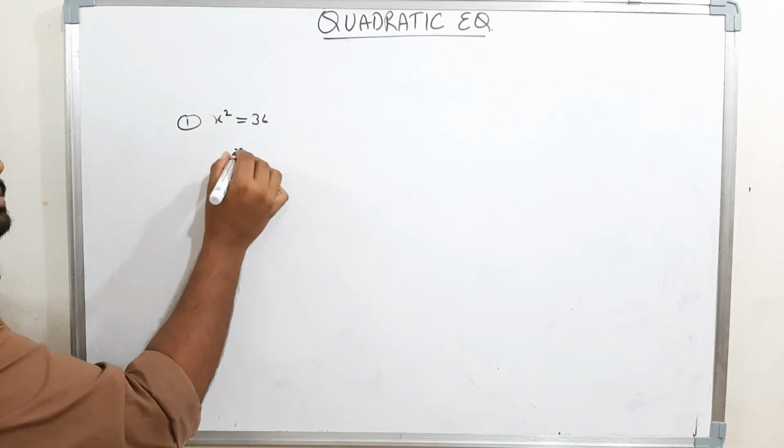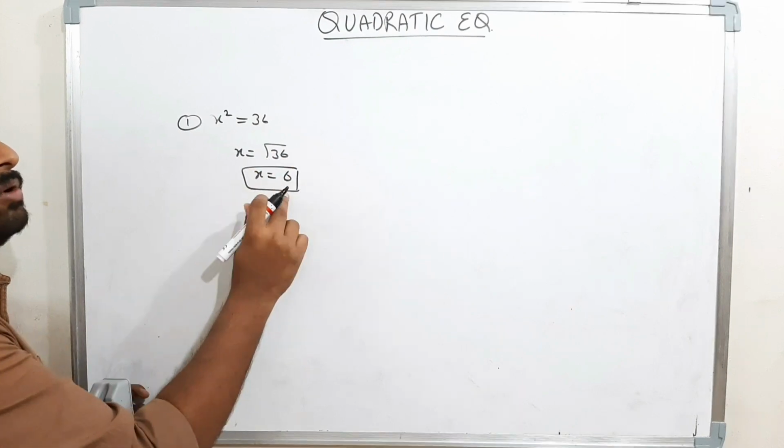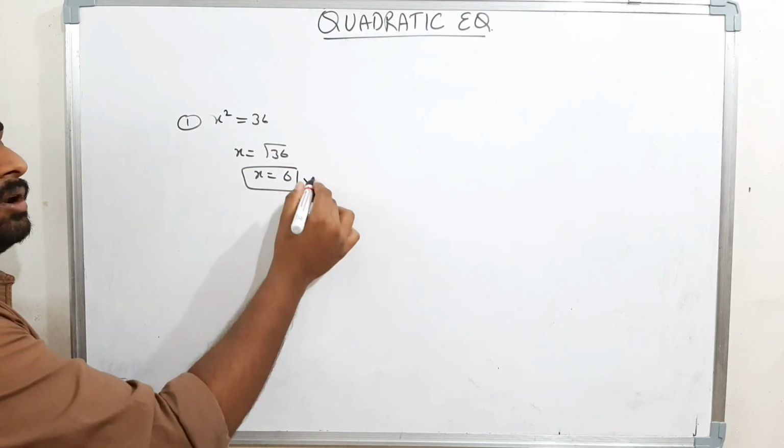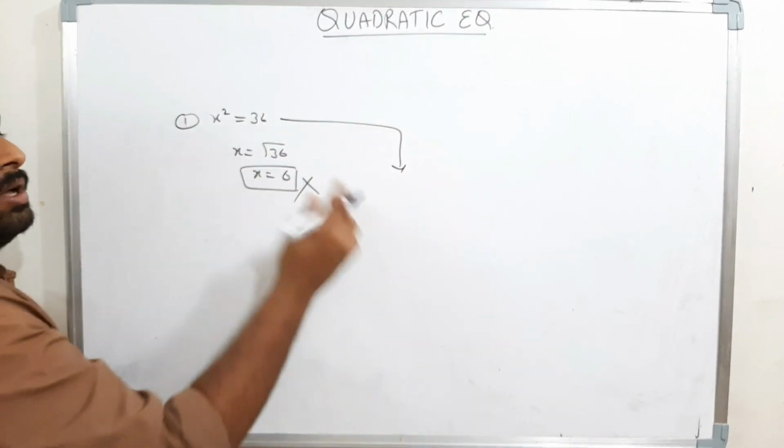Taking the square root on both sides, x is equal to root of 36, therefore x is equal to 6. If I do it like this, I will get only one root, which is a wrong process. Now what is the right process?